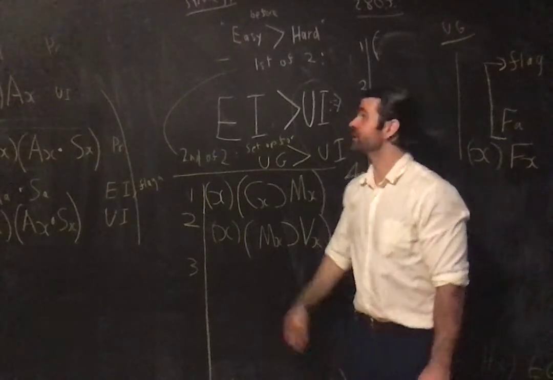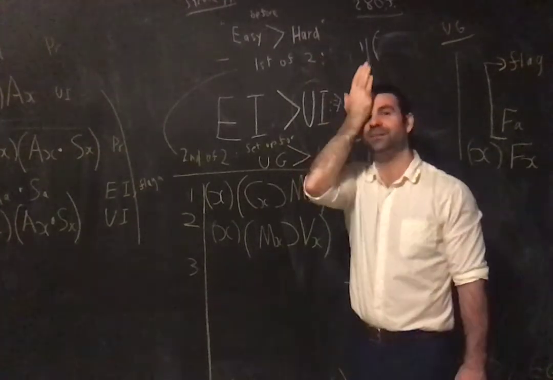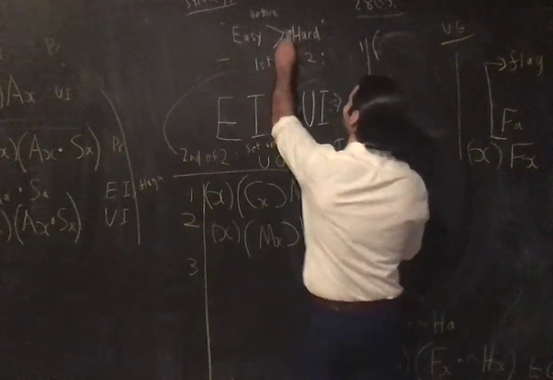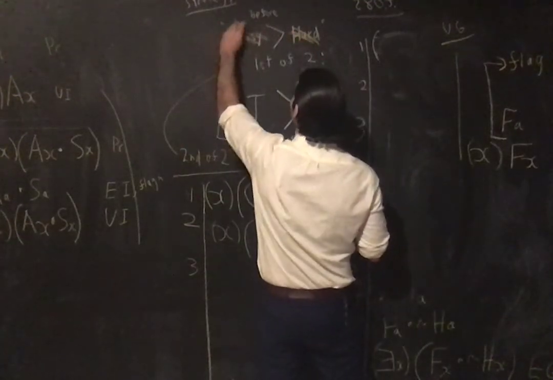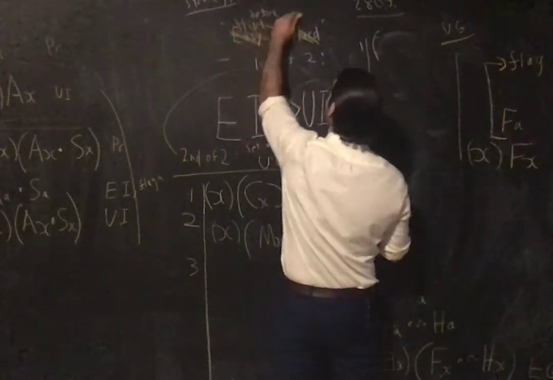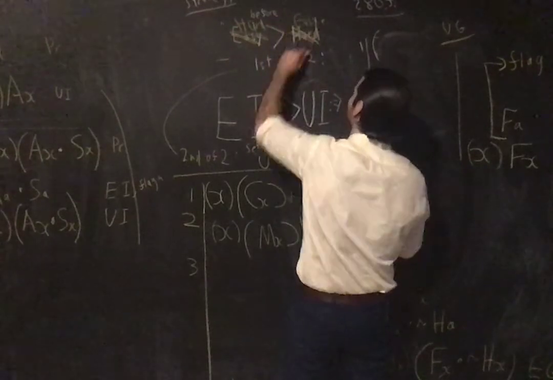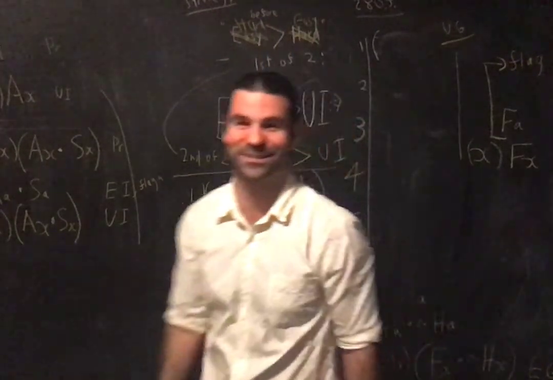I just gave the whole wrong lecture. This should say hard before easy. I'm gonna kill myself. Hard before easy. Jesus Christ. I can't redo the whole thing at a time.